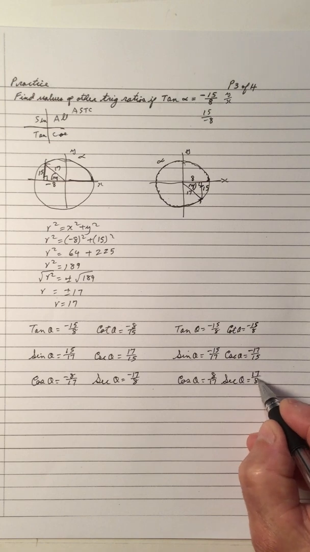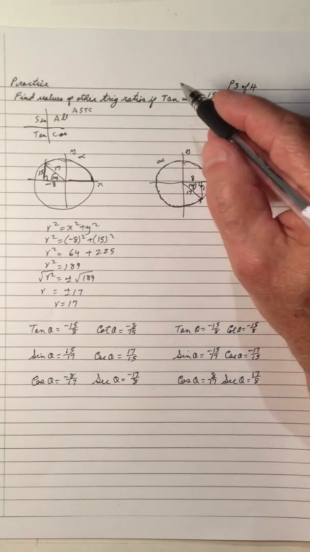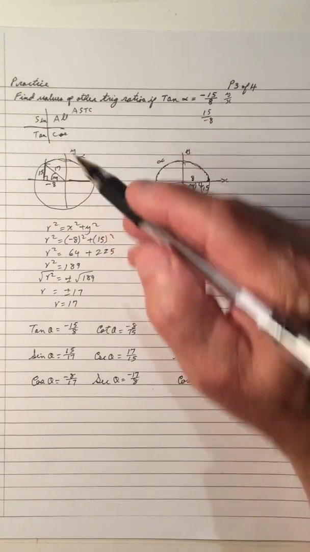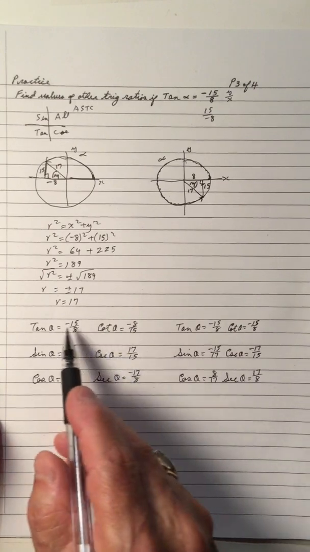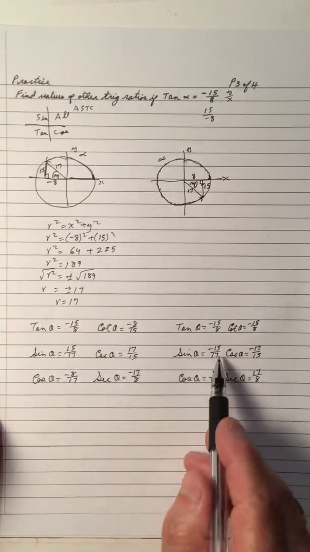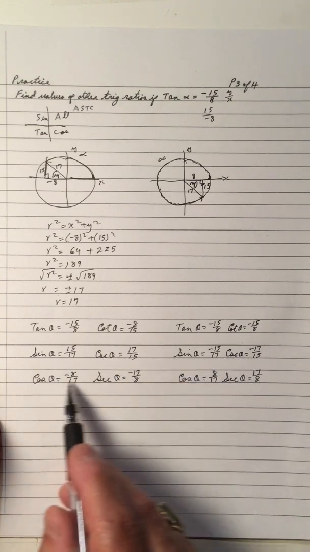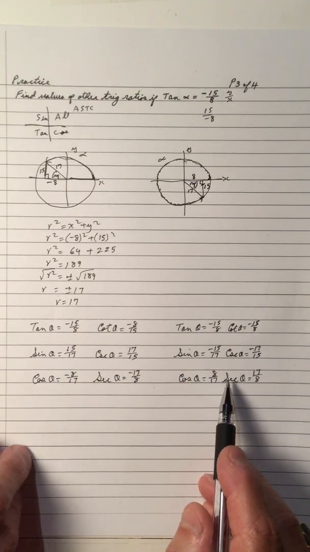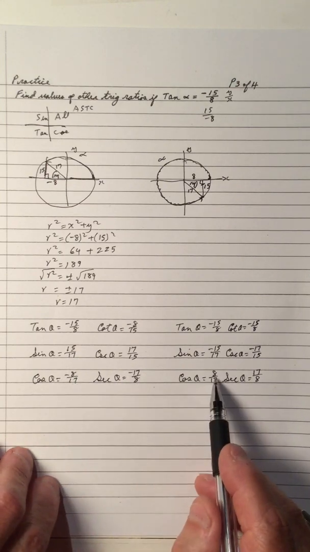So notice again that tan is negative in two quadrants, 2 and 4, so you had to work all of these out twice. And you notice that these values are the same, but these values are all the opposites of each other. That's a negative, and that's a positive, etc. That's a negative, that's a positive.